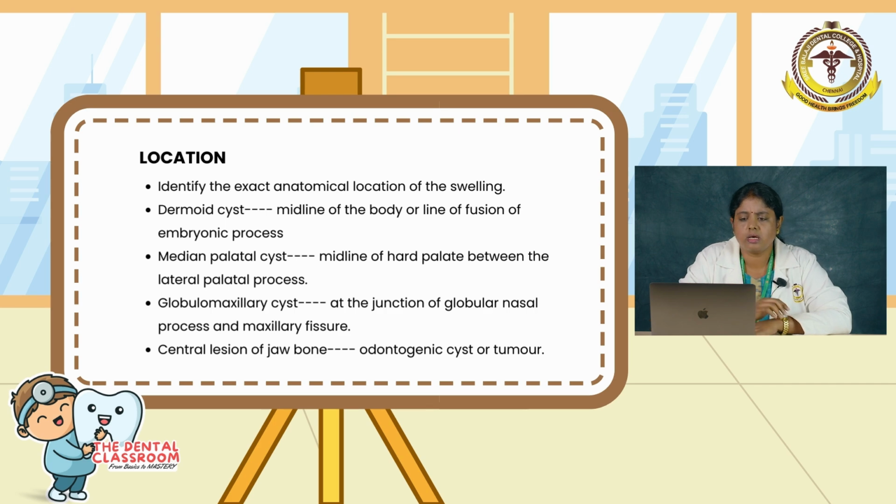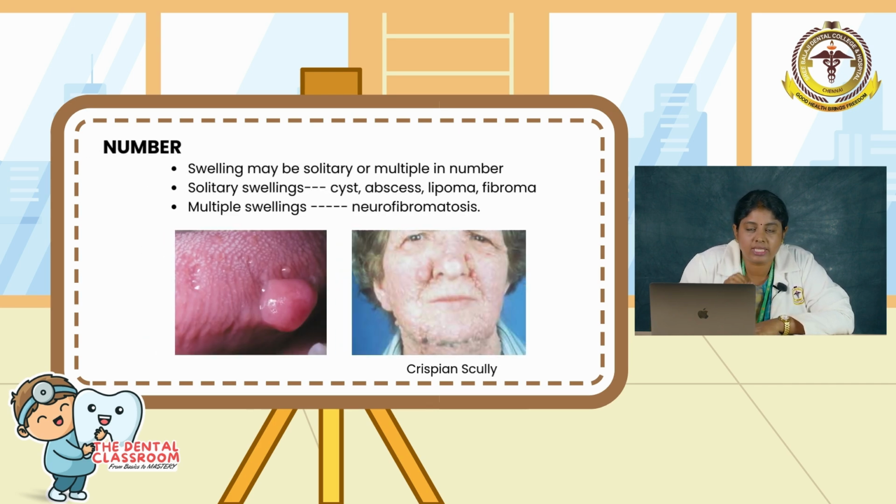The next inspectory finding you have to see is the number of swellings, whether the swelling is a single swelling or multiple swellings. Mostly single swelling can be soft tissue or inflammatory. Single swelling examples are cyst, abscesses, lipoma, fibroma, like that. Multiple swellings, the most common example is neurofibromatosis. Just check whether the swelling is solitary or multiple.